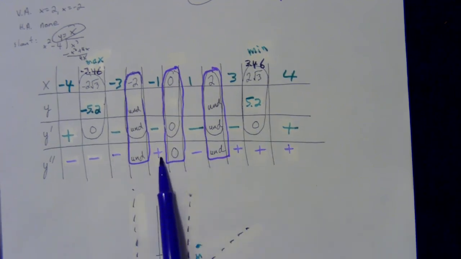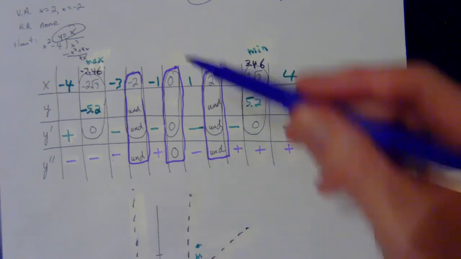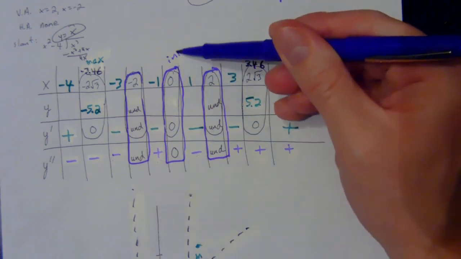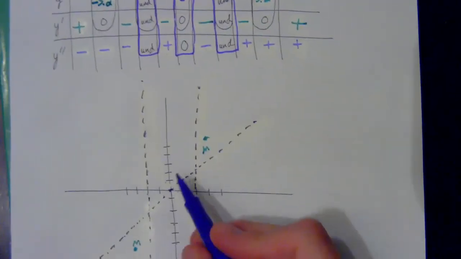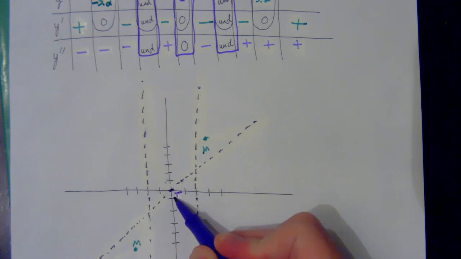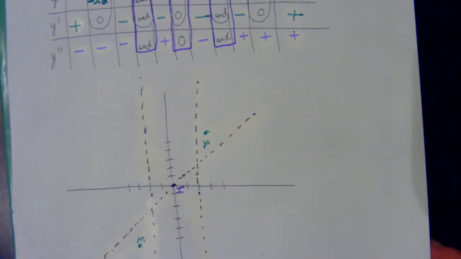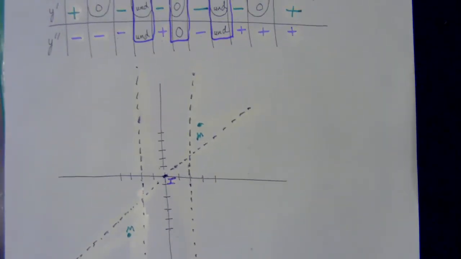But see here, you actually have a point. You go from concave up to concave down. And when you plug 0 into the original function, you're going to get 0 for that y value. So at 0, 0, we have an inflection point. And now we're ready to do the graph here, okay? So let me try and zoom out a little bit so we can see the whole thing here.